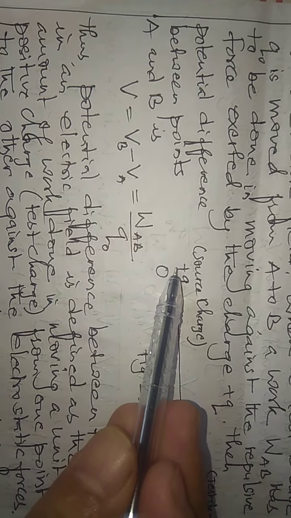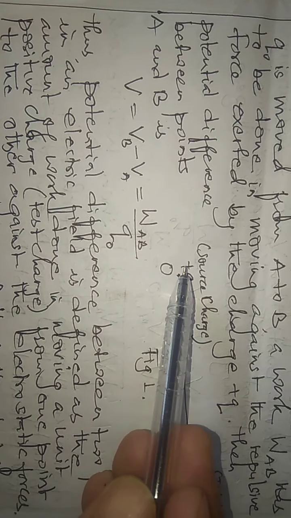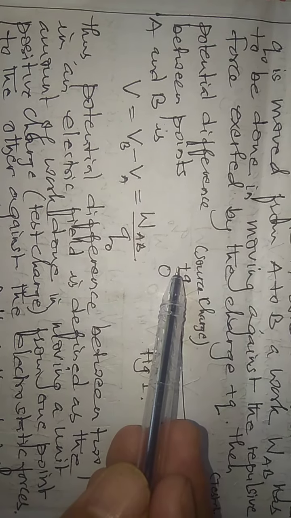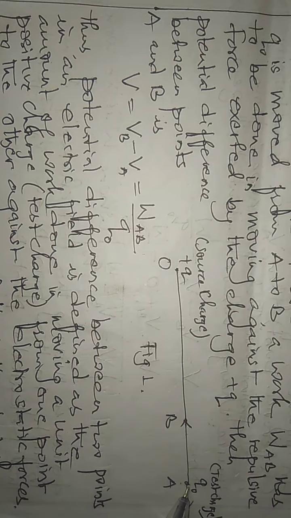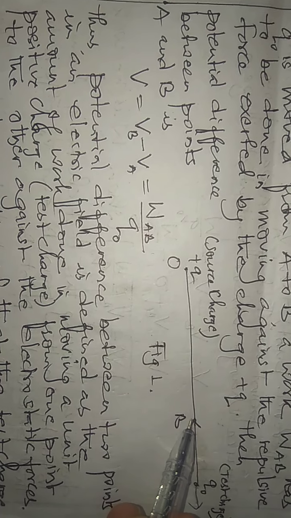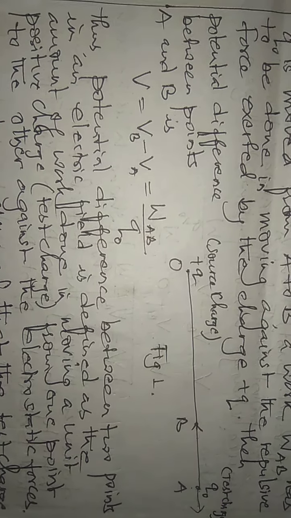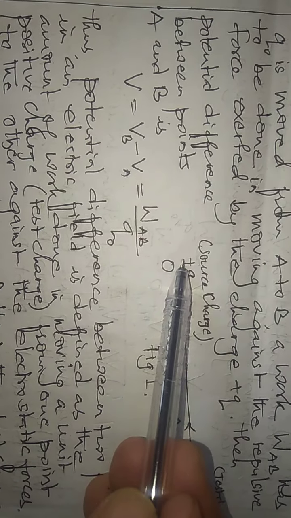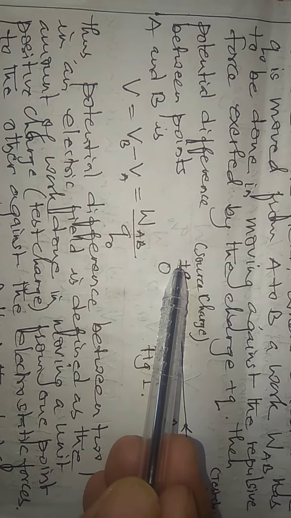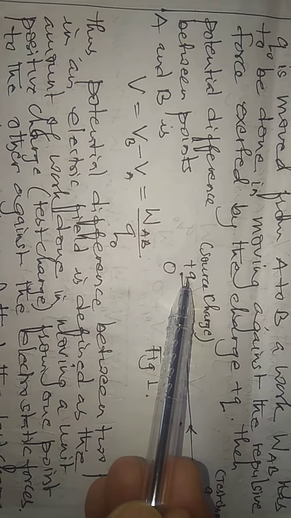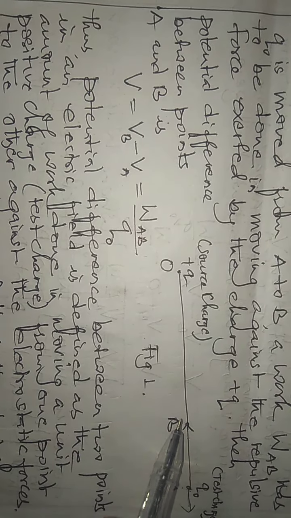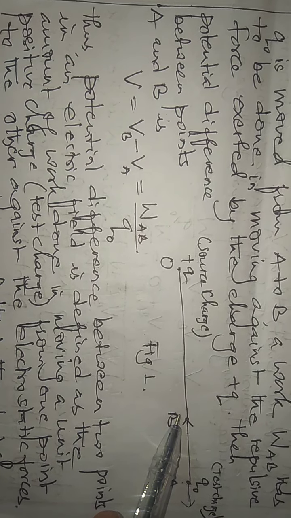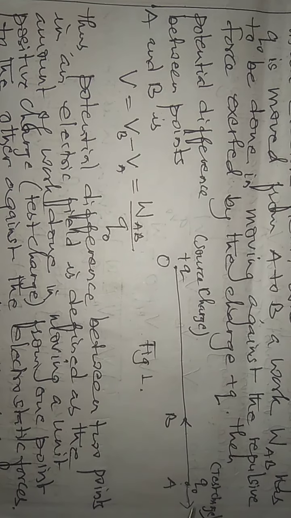But this is true when the source charge which creates the field is a positive charge. If the source charge is positive, then point A is called lower potential and B is called higher potential. But it is not necessary that the source charge is always positive. The source charge can be a negative charge. If the source charge is negative, then point A will be called higher potential and point B will be lower potential.